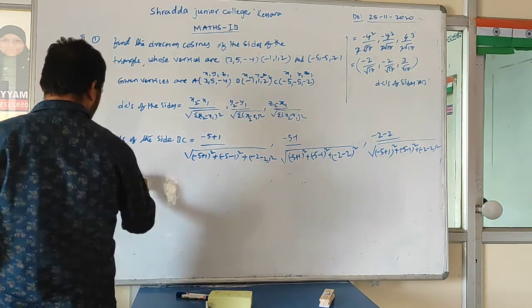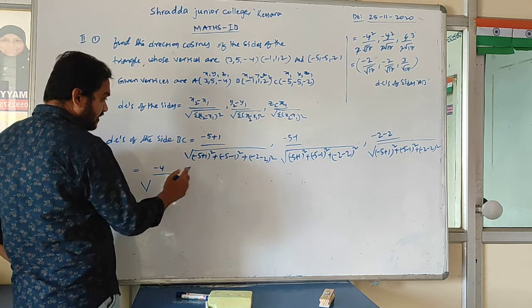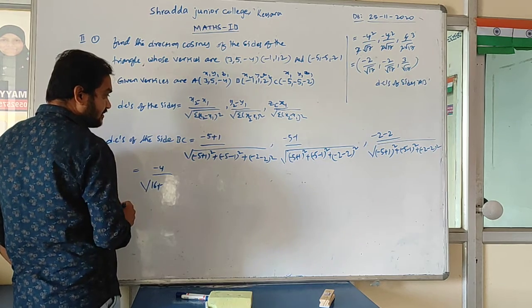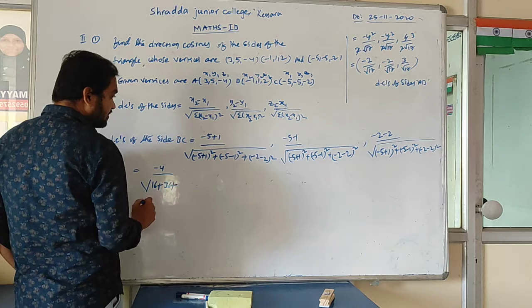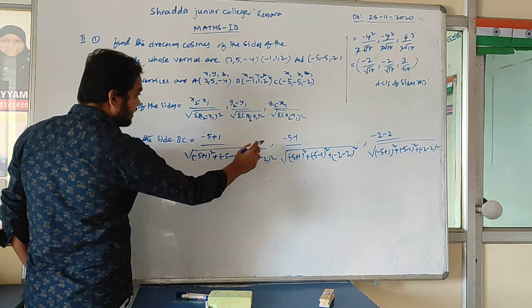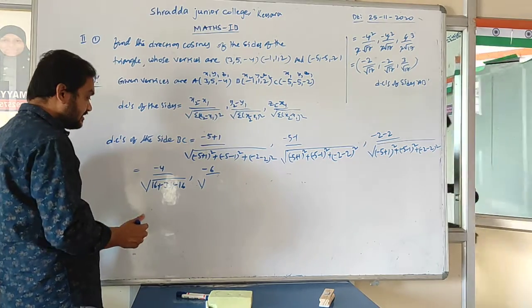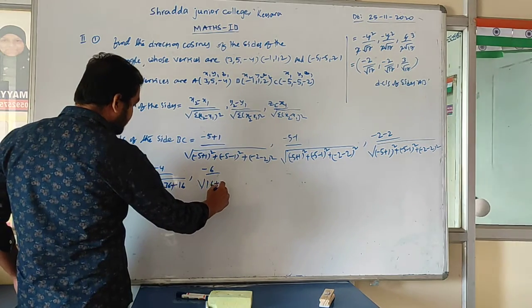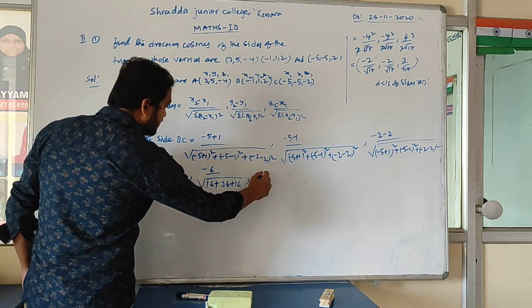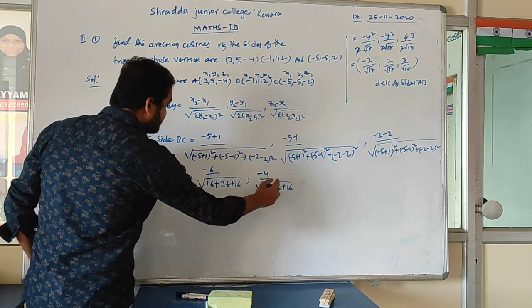So this is equal to minus 5 plus 1, that is minus 4, by the square root of: minus 5 plus 1 whole square is minus 4 square, which is 16. Minus 5 minus 1 is minus 6, whole square is 36. Minus 2 minus 4 whole square is 16. The denominator is the same for all. What is the denominator? 16 plus 36 plus 16.